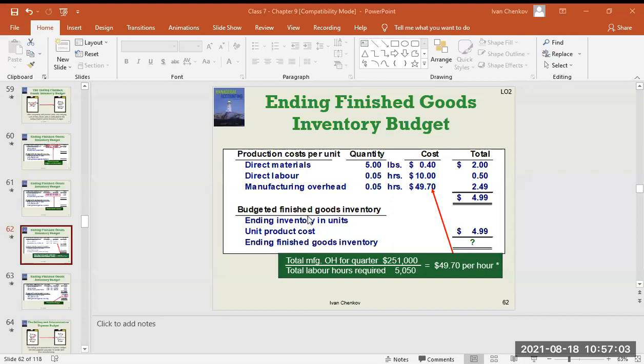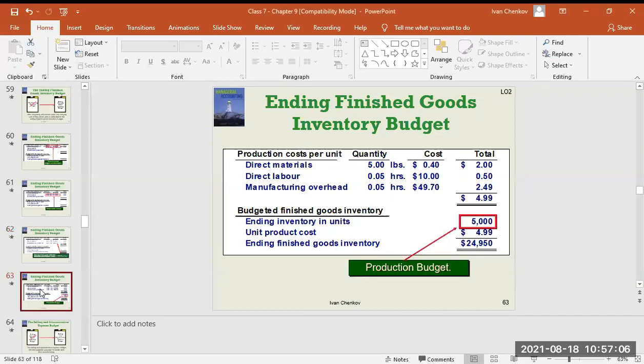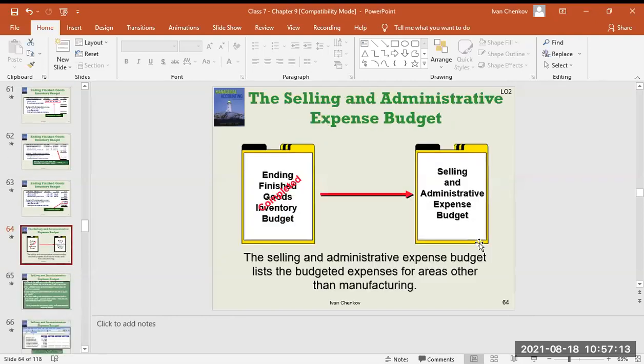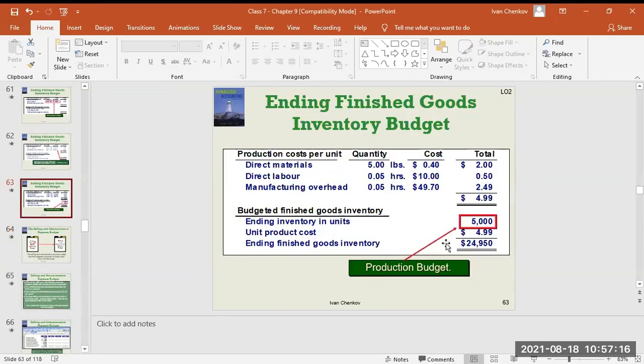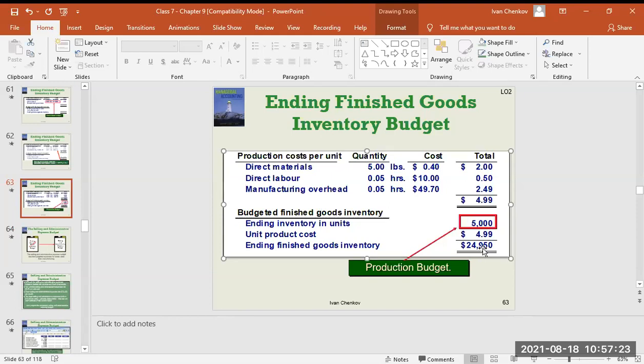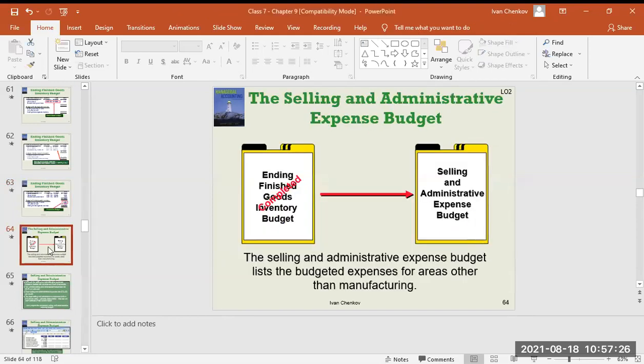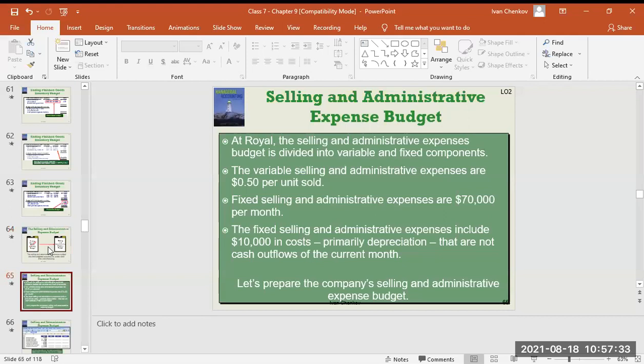Since we know our production ending inventory, which is 5,000 units, and we have the cost per unit, we can easily calculate the ending finished goods inventory. 5,000 times 4.99 is going to give you 24,950. Next thing that we have to do is start doing the sales and administrative expense budget. For the sales and administrative expense budget, we need additional information. I'm going to copy this information, put it on the Excel spreadsheet, and I'm going to start sharing the Excel spreadsheet with you.